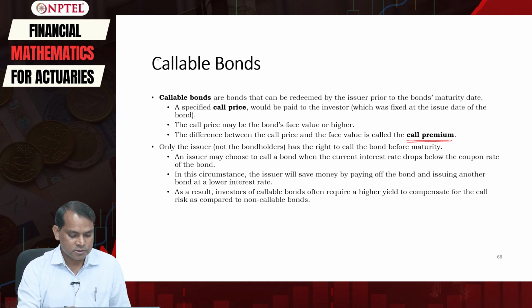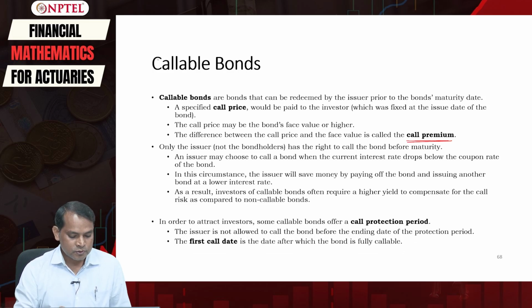As a result of this unadvantageous call, this type of bond is usually associated with a higher interest rate, and therefore we understand that investors of callable bonds often require a higher yield to compensate for the call risk, as compared to non-callable bonds.